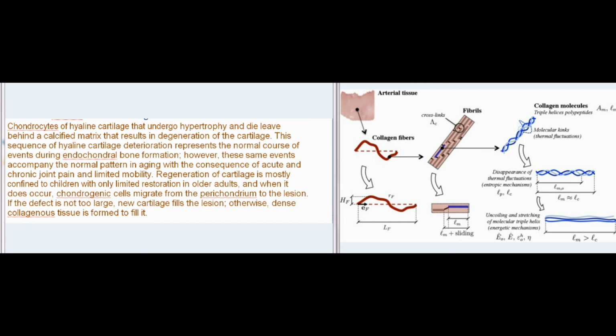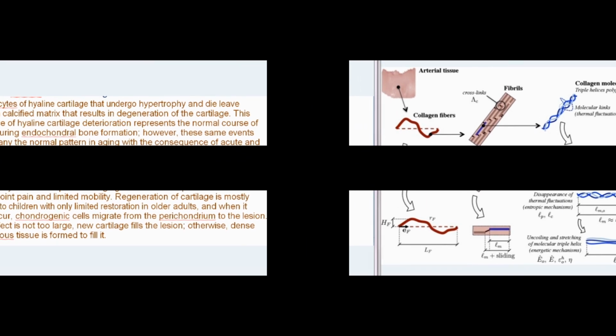Regeneration of cartilage is mostly confined to children with only limited restoration in older adults, and when it does occur, chondrogenic cells migrate from the perichondrium to the lesion. If the defect is not too large, new cartilage fills the lesion, otherwise, dense collagenous tissue is formed to fill it.